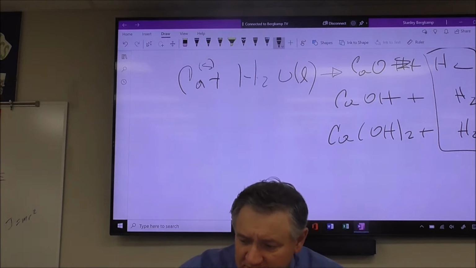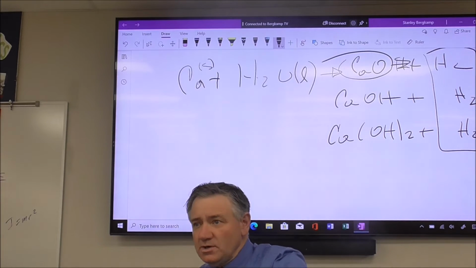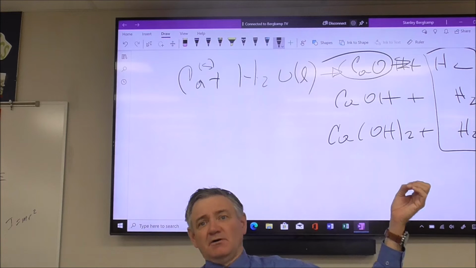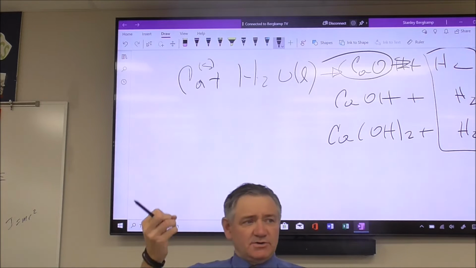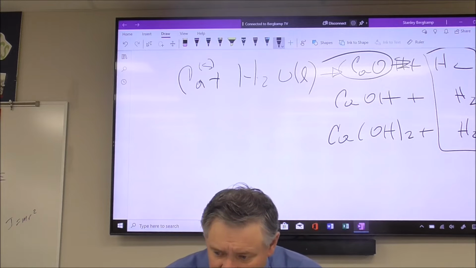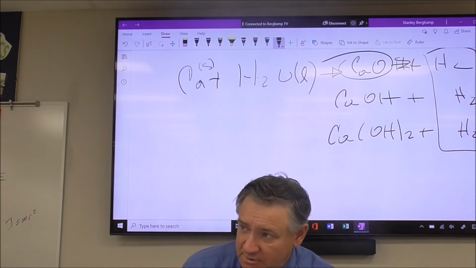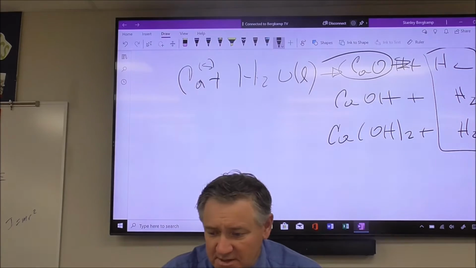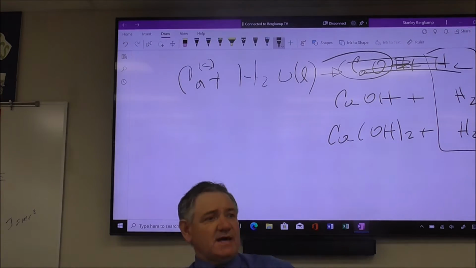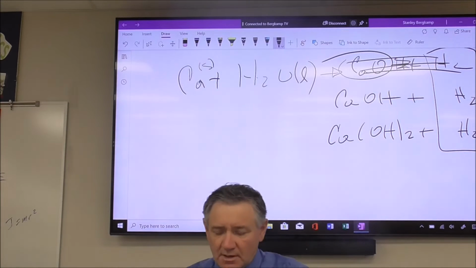If we had produced calcium oxide, then it would not have turned that magenta color, because there would be no hydroxides present in that reaction. So by virtue of the fact that it turned magenta, it means that I produced some hydroxides. So that's not going to be it. That did not happen.